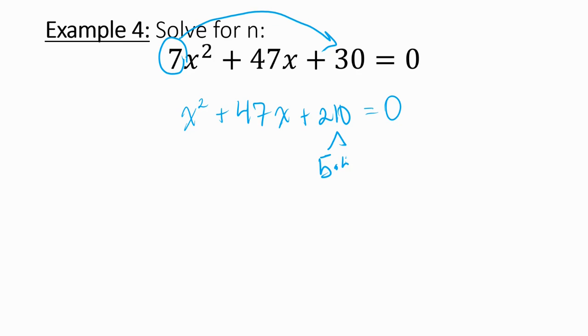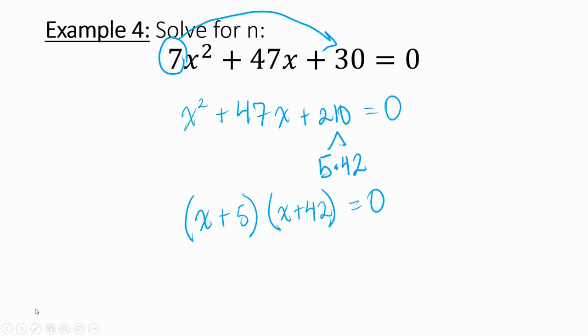And again, just sit there and experiment. Get out a calculator, divide it by 3 and see if the two numbers add up to 47. Divided by 6, divided by 10, you know. Just sit there, guess, and check until you find them. Okay, so it's really tempting to, at this point, just jump to, oh, okay, so x plus 5 equals 0, x plus 42 equals 0. But what step are we forgetting? We need to divide back out by the 7. Anytime you multiply to the back, you got to divide back out.